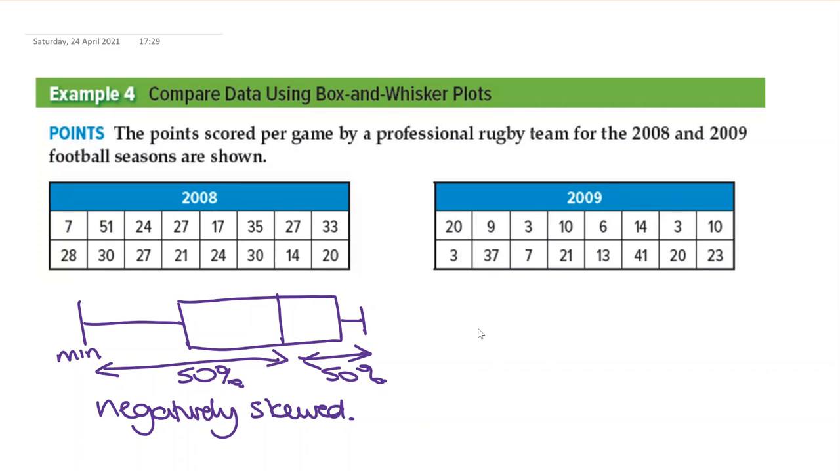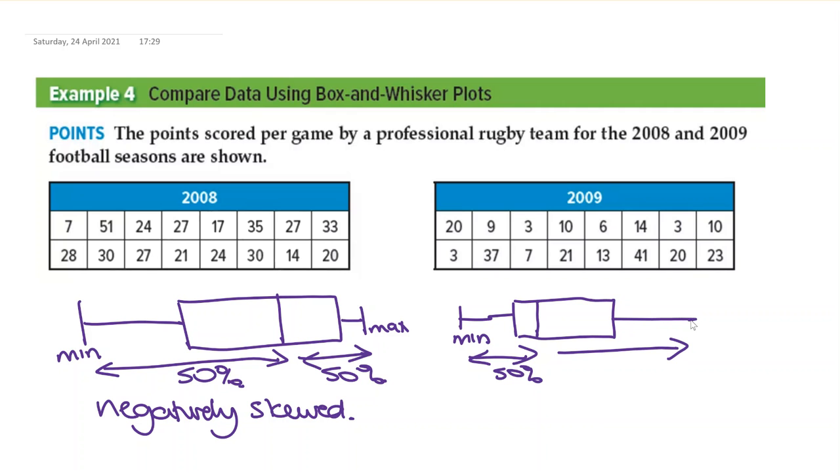Now this is our maximum. If we have our minimum value here and then our box, so our median, the 50% is here, and then we have a larger part for the rest of the data here. Then this is to the right, so this is positively skewed. And if it is equal, then we'll say it is symmetric. So let's have a look at this data.